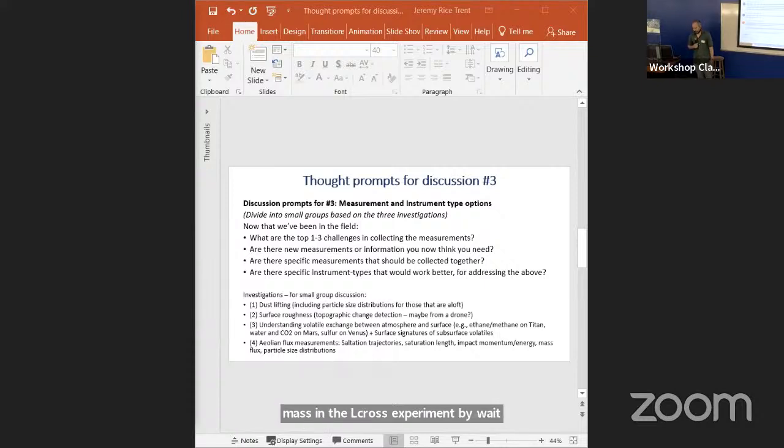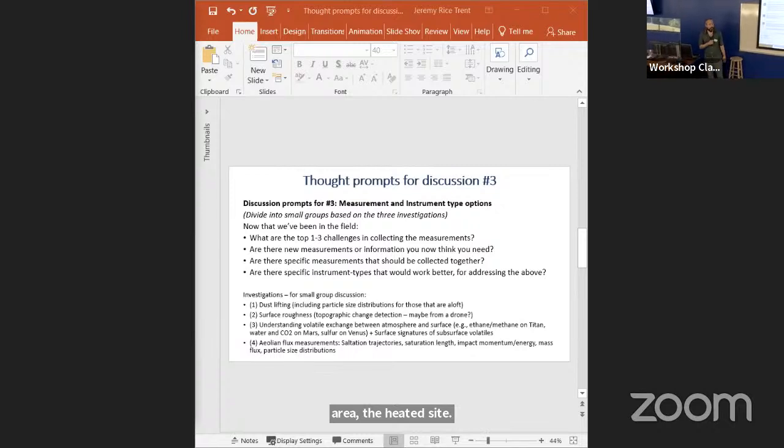And then heat this regolith and measure the vapor pressure, basically how many molecules escape the experiment area, the heated site. And from that, maybe say something about the amount of volatiles in the subsurface, in the near subsurface.